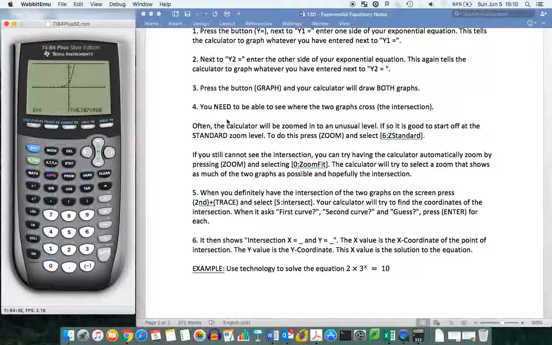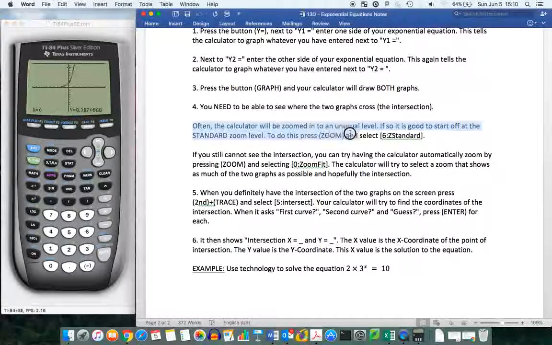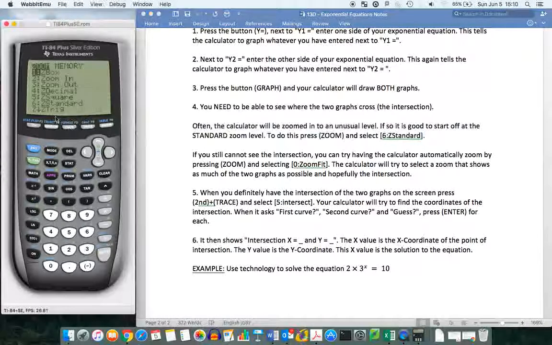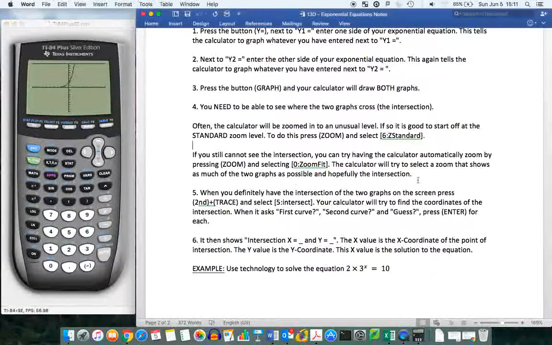So often the calculator is going to be zoomed into an unusual level. This is a pretty good level, but it's always good to start off at the standard. So to do this, you go to zoom and press Z standard. So scroll down to there, and that opens the basic window. I think it already was that. So see, it looks the same. I can see the intersection here, but I'm just going to show you how you would do this.